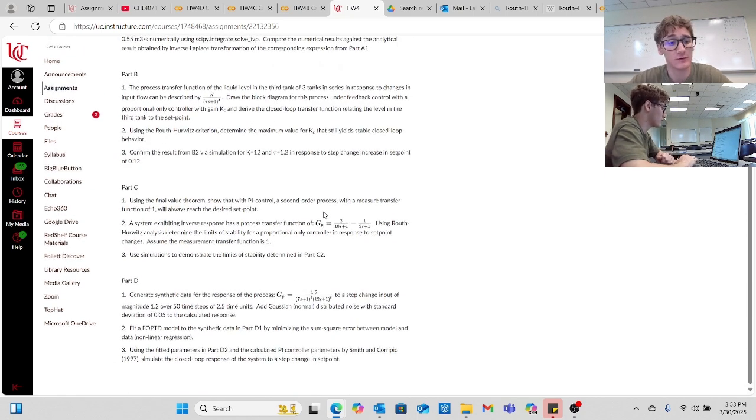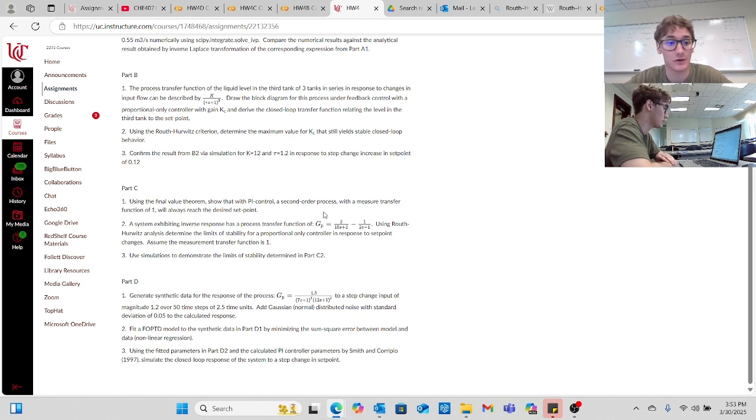So for homework 4, part C, it has 3 parts. The first part is using the final value theorem, show that with a PI controller, a second order process with a measurement transfer function of 1 will always reach the desired set point. 2. A system exhibiting inverse response has a process transfer function of GP equals 2 over 10s plus 1 minus 1 over 2s plus 1. Using Routh-Hurwitz analysis, determine the limits of stability for a proportional only controller in response to set point changes.